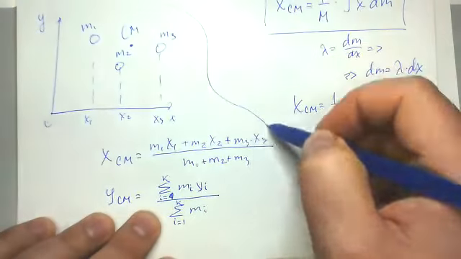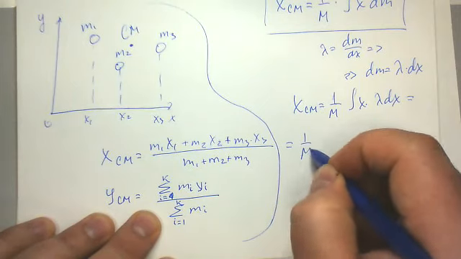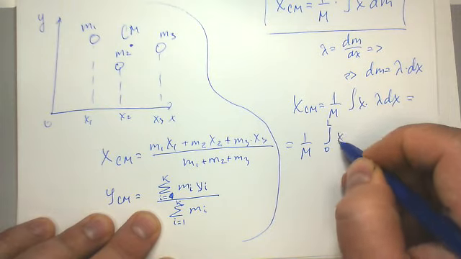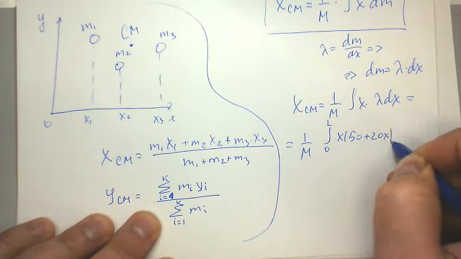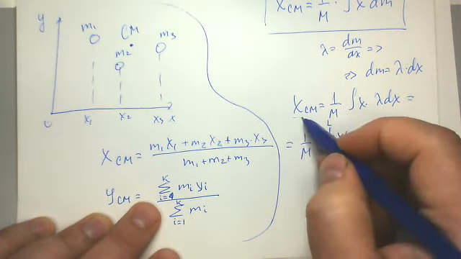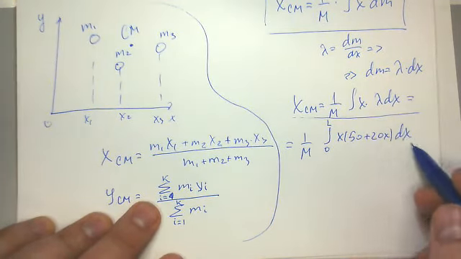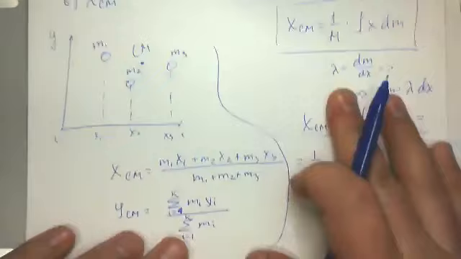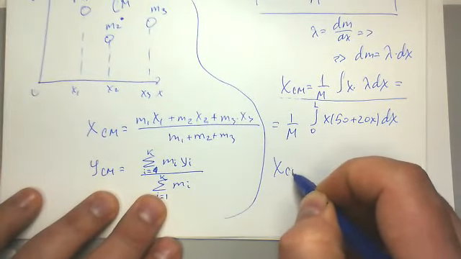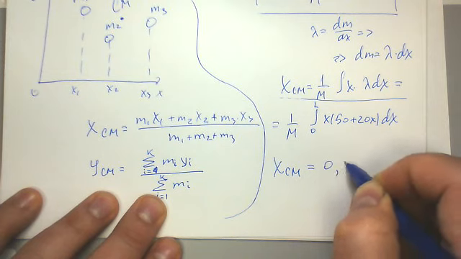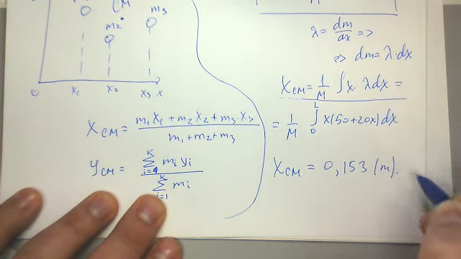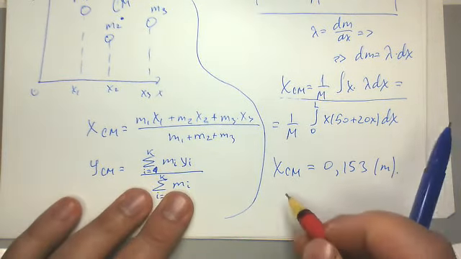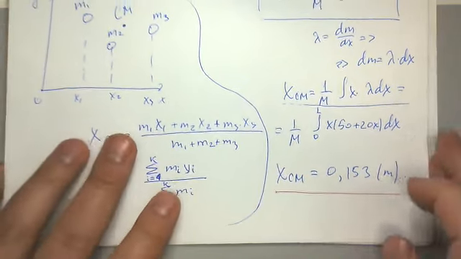So that was just to remind you. It is equal to 1 over m integral from 0 to L of x times (50 plus 20x) dx. So just integrate this function, then substitute these limits, and we found the mass. It's 15.9 kilograms. Just divide by this mass, and you'll find that the coordinate of the center of mass is 0.153 meters. It's almost at the middle, but still a little bit further from one end. So that's the idea of the center of mass.